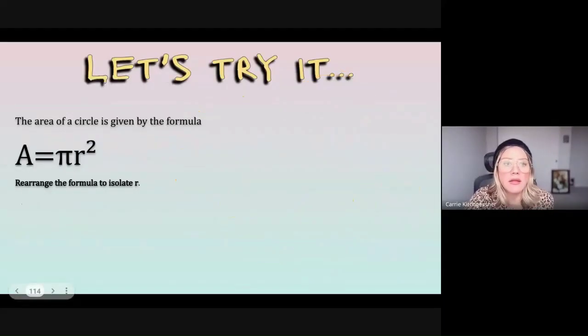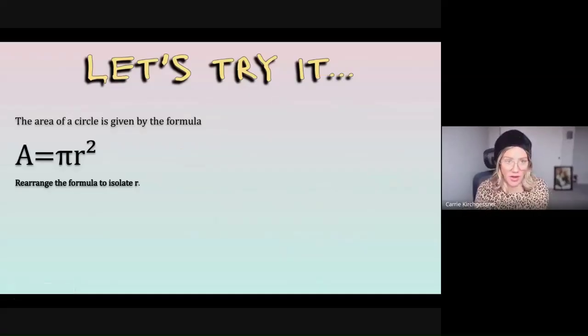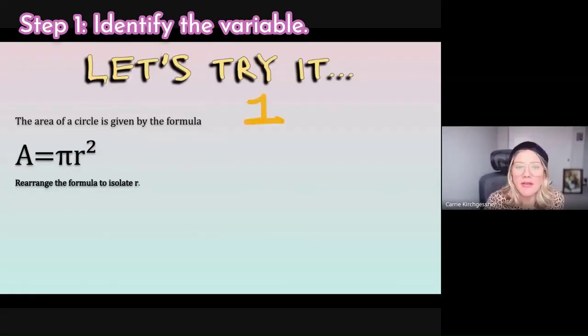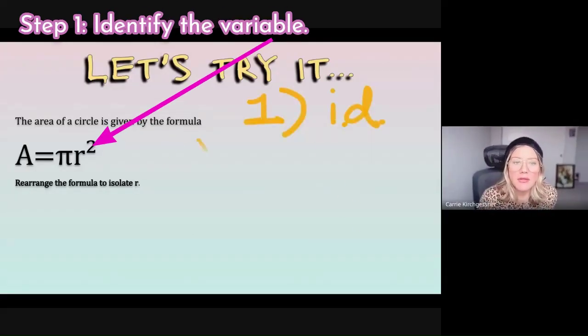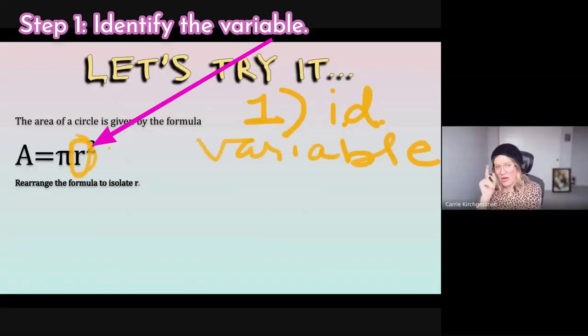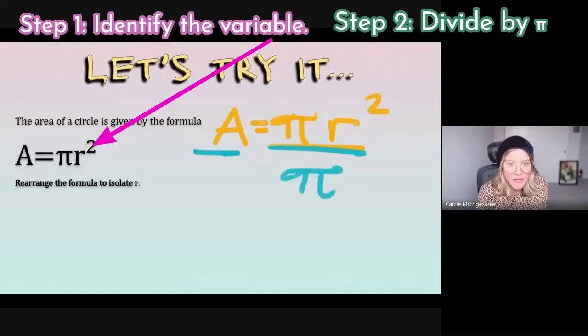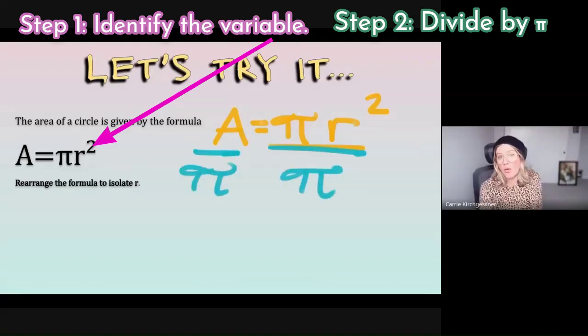Let's try it. So the area of a circle is given by the formula area equals pi times the radius squared. We are going to rearrange this formula to isolate r. Step 1 is to identify the variable. What is being done to r? Start with pi. So area divided by pi. So now we have r squared isolated because pi divided by pi is 1. 1 times r squared is r squared. So those pi's cancel out.